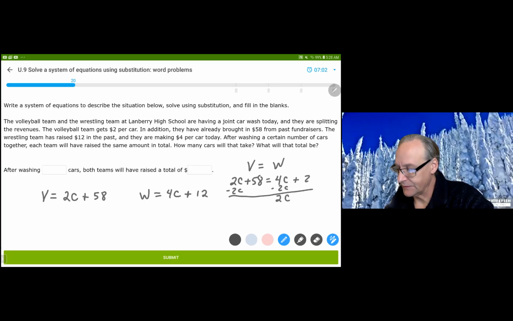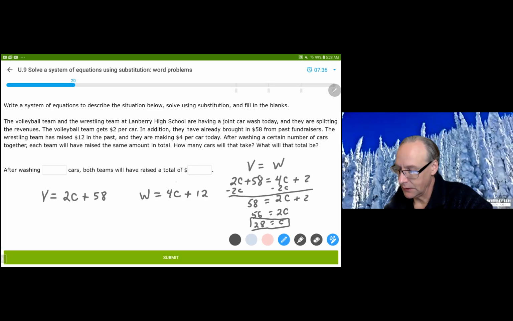A lot of times I'll do this other step at the same time, but I'm going to leave it off. I'm going to subtract 2 from both sides, and I get 2c. When I subtract 2 from both sides, I get 56. And divide by 2 on both sides, and you get c is equal to, looks like, 28. So it's going to take 28 cars for the wrestling team to catch up to the volleyball team, and they're going to be equal at that point. Now you still have to find out how much money they're going to have.